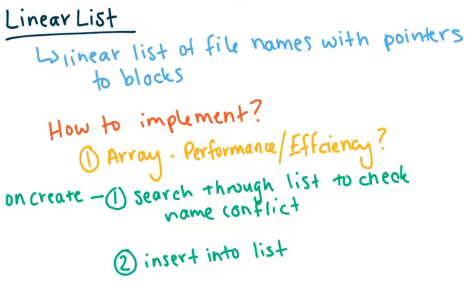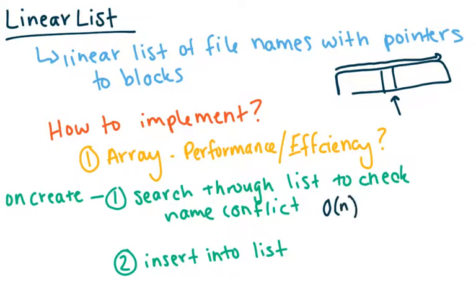On create, when you're actually creating a file, what would you have to do in an array? The idea is that you're creating a new file and you want to put it somewhere in your directory or your array. So on create, you would first have to loop through all of the files to check for the name conflict. This is going to be big O of n, right? So this is linear, and you have to do that every single time that you want to create.